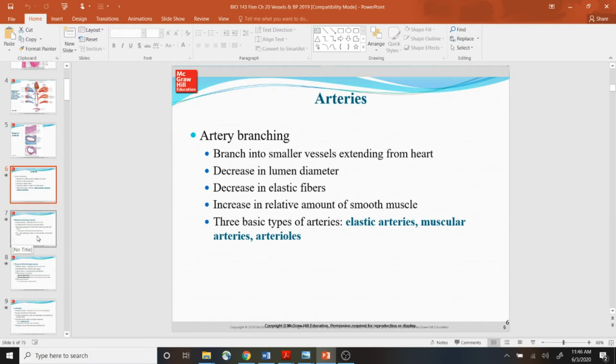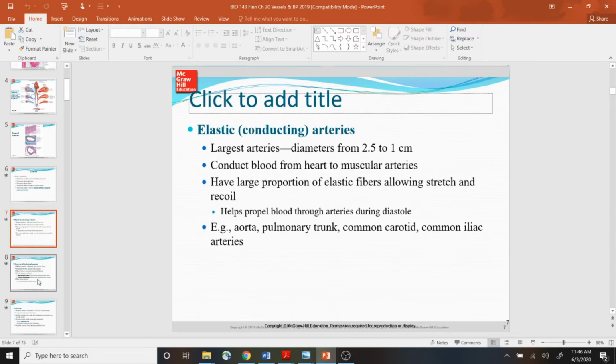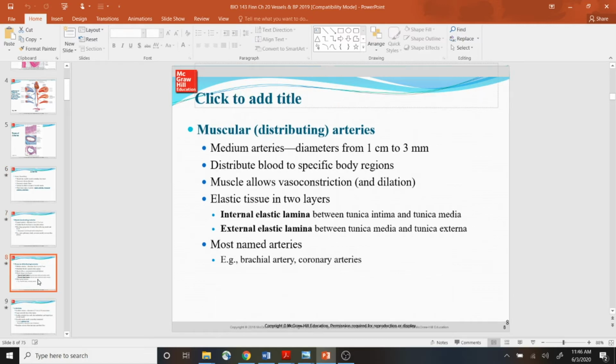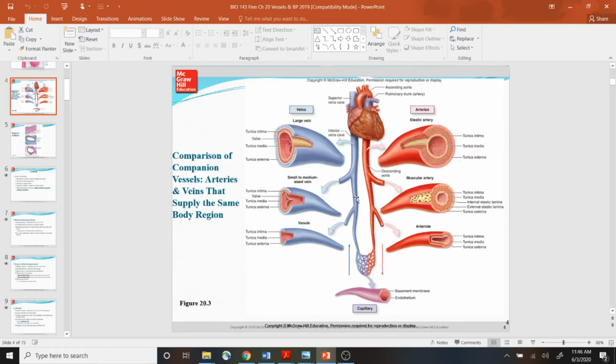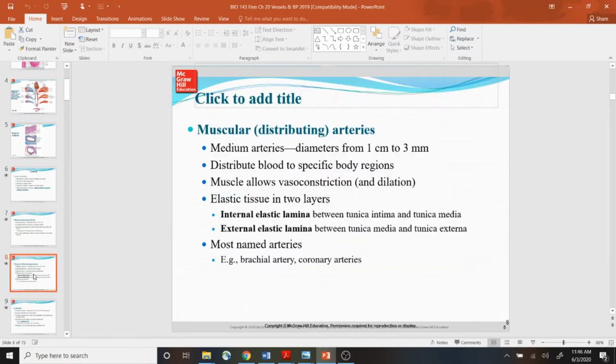Now again, we're getting smaller, going towards the capillary bed. We call these the muscular or distributing arteries. So these guys right here. Now those arteries distribute. Notice their job is not to conduct, but to distribute. So now you're distributing blood to specific body regions. The smooth muscle allows for vasoconstriction and vasodilation.